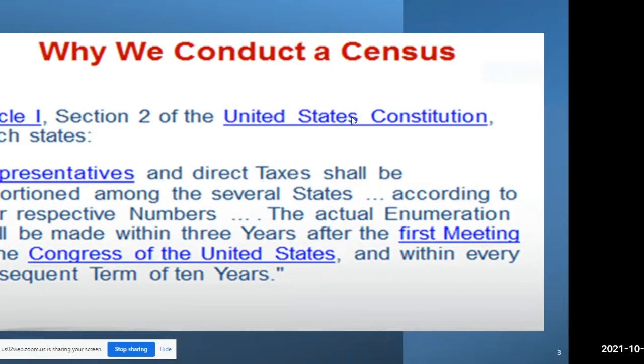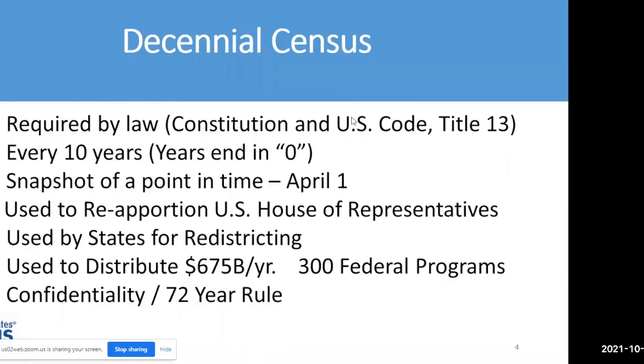And the first one, based upon the Constitution, was in 1790. And now we just completed the 24th census of the United States in 2020. So I'm going to be talking a little bit about the census, but also about some other data sources that the census is able to provide.